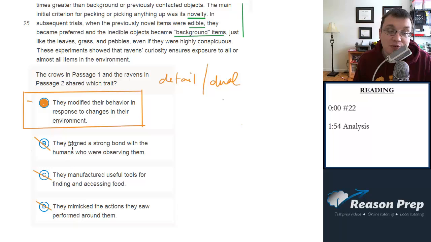Whereas these are very specific, and in order for them to be correct, they would have to be mentioned in both passages specifically. And as we saw, in all three of these cases, at least one of the passages doesn't mention this or doesn't show this. So again, we have to take as a general principle, the more general, broad choices are often going to be correct in SAT reading.